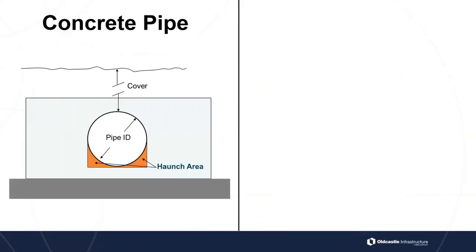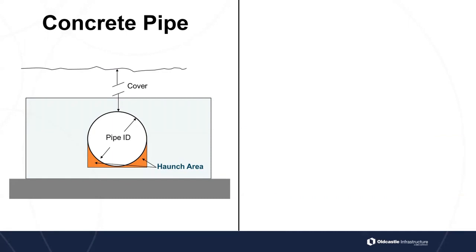All right, so let's talk about the pipe and the cross-sectional area of the pipe and what we're looking at here. So with concrete pipe, we've got a similar situation between the two, but if you notice the gray box down there, that's going to be our foundation, right? We want to make sure that our foundation is solid and strong so that we can build on top of that.